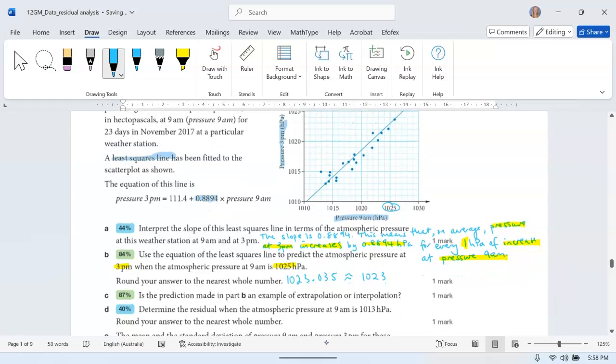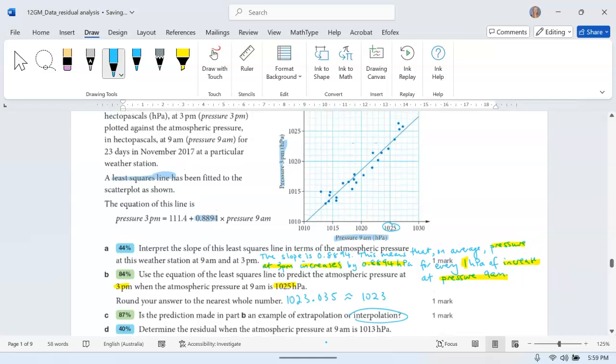Is the prediction made in part B an example of extrapolation or interpolation? Extrapolation means outside the data set, interpolation means inside the data set. So we're definitely inside. What that means is at 1025, do I have points above that? Yes. Do I have points below that? Clearly yes. So it's within the data set.